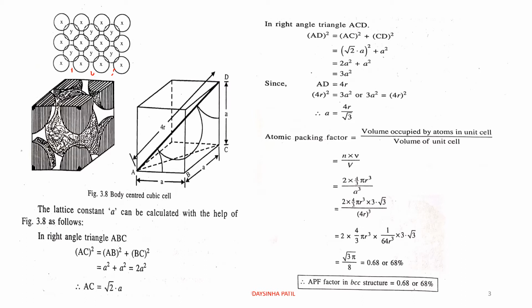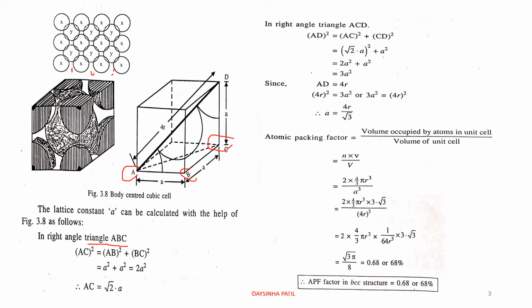Let us start with the calculation of the lattice constant a. First, we consider the right angle triangle ABC. According to the Pythagoras theorem, AC is the diagonal of the right angle triangle, and AB and BC are the sides. Therefore, AC squared is always equal to AB squared plus BC squared.